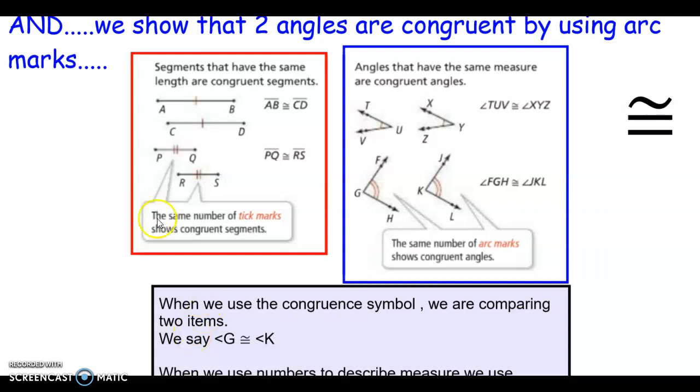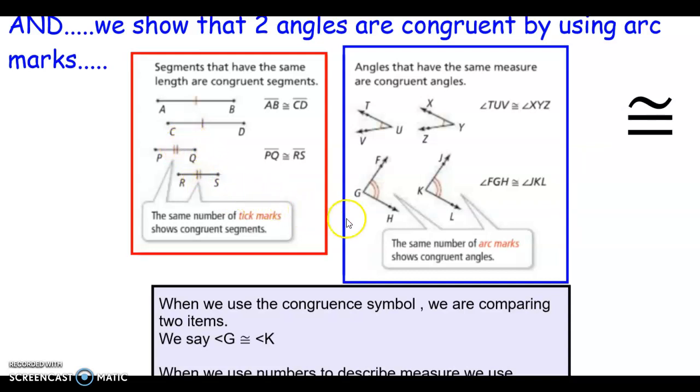All right, we talked about this prior when we talked about segments. We did segment addition. The way we show that two segments are congruent is with these tick marks right here. So if I have AB and CD that have the same one tick mark, then we can say that AB is congruent to CD. And the same thing down here, PQ is congruent to RS.